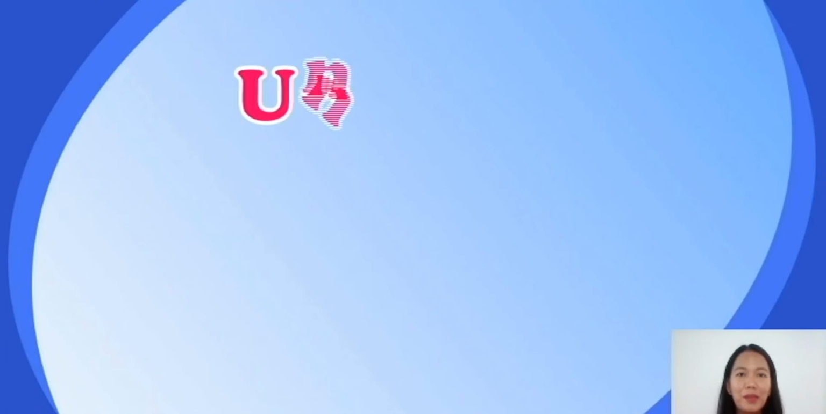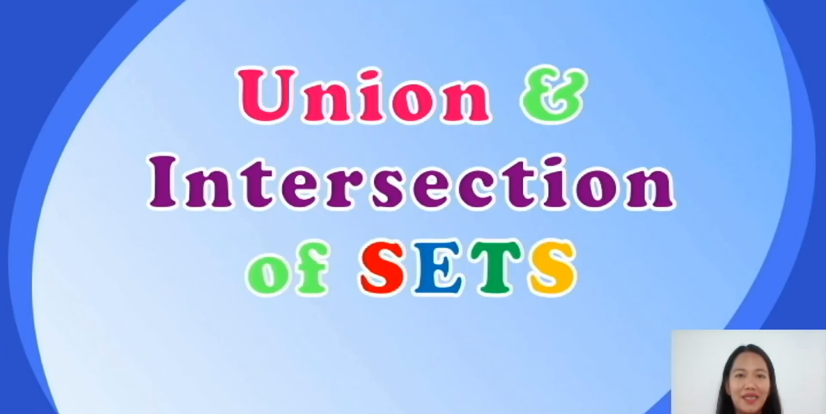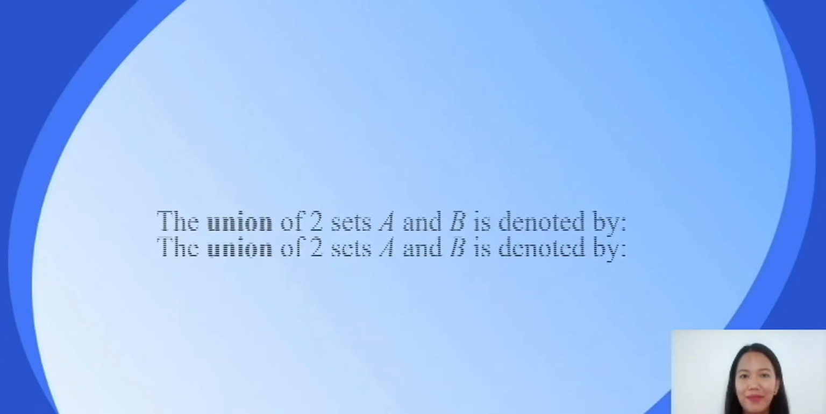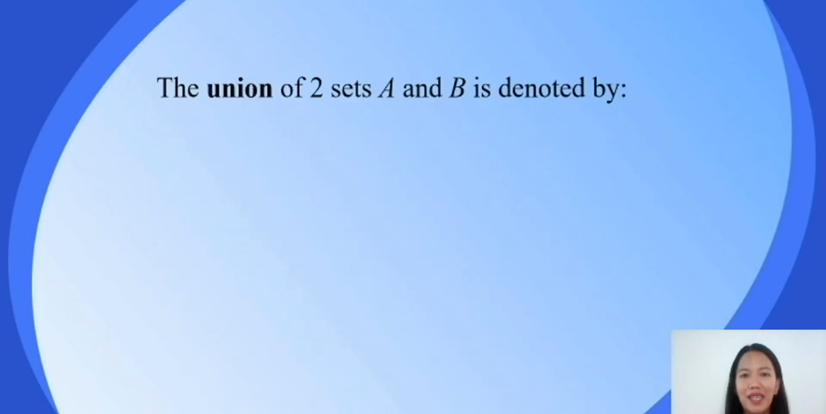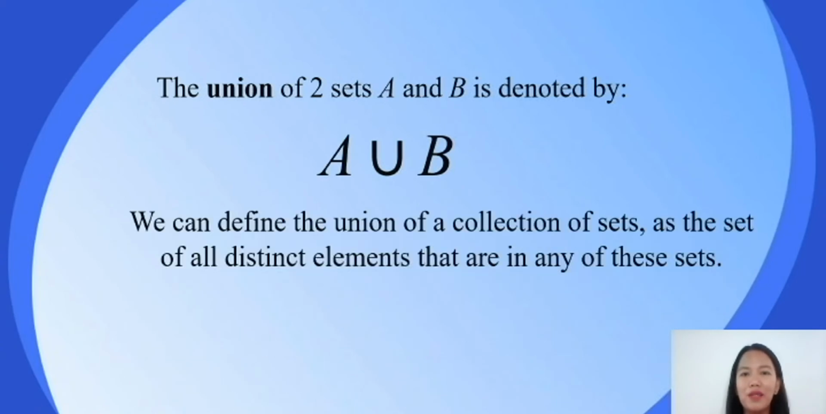Now, let us proceed to union and intersection of sets. The union of two sets A and B is denoted by this symbol. We can define the union of a collection of sets as the set of all distinct elements that are in any of these sets. This is the set of all distinct elements that are in A or B.